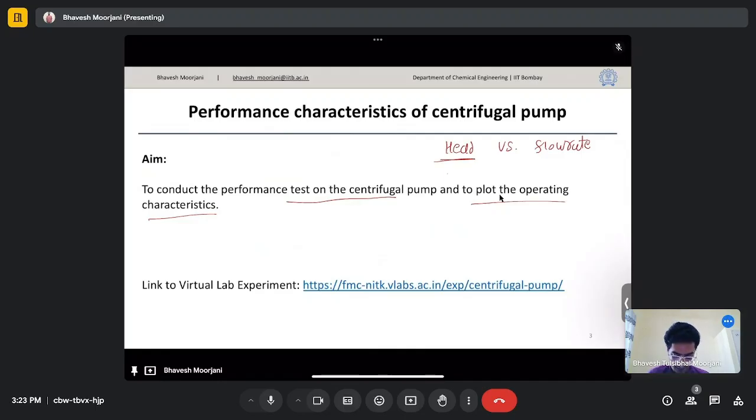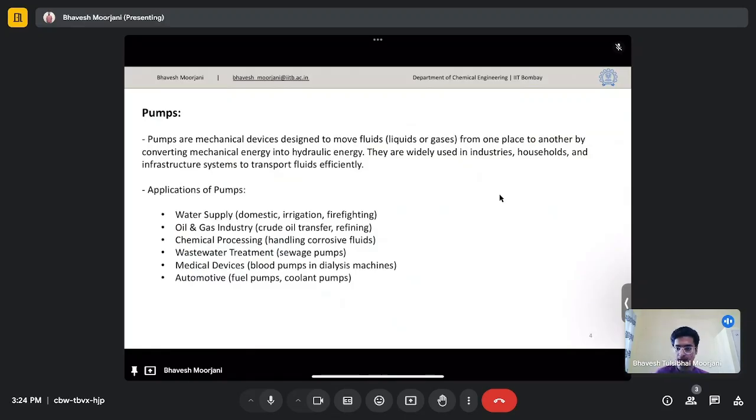Then we have power consumption versus flow rate. We have the efficiency of the centrifugal pump versus flow rate data. So these three curves themselves are referred to as the characteristic curves for a centrifugal pump. So let's dive deep into this.